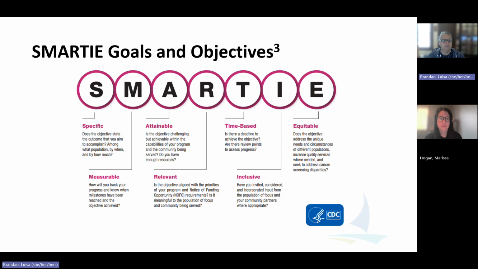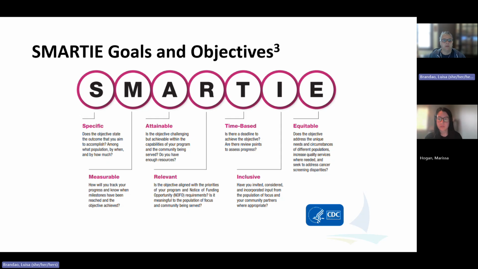That is, does it actually state an outcome that you're trying to accomplish? And where? Is it in a particular population? Is it a particular geographic region? It's not something like everybody will be happy. That is not a very specific objective. Is it measurable? Is there a way that you can measure that objective? Is there an indicator that you can develop that will help you measure that progress?